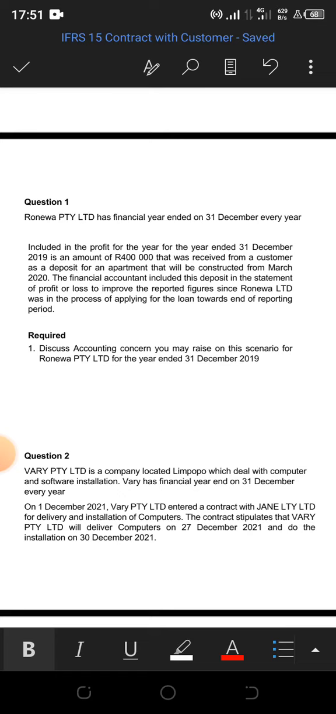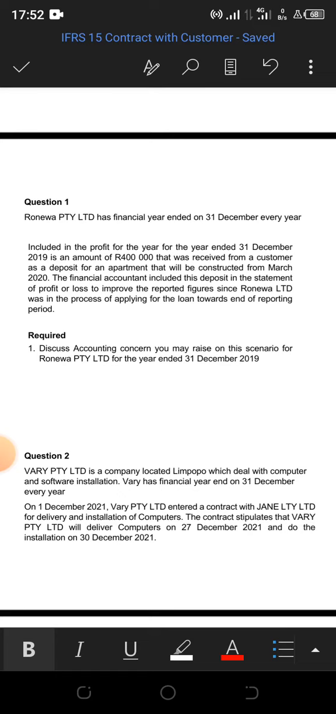Okay, Ronewa Pty Ltd has a financial year end of 31 December every year. Included in the profit for the year ended 31 December 2019 is an amount of 400,000 that was received from a customer as a deposit for an apartment that will be constructed from March 2020. The financial accountant included the deposit in the statement of profit or loss to improve the reported figure since Ronewa Pty Ltd was in the process of applying for a loan towards the end of the reporting period.